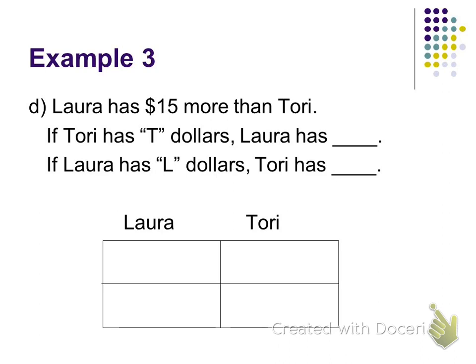All right. So let's do in terms of T first. So if Tori is T, then Lauren is... Yeah, Lauren has more, right? So if we start at Tori, we've got to add. So that's in terms of T. We want T to be the variable.